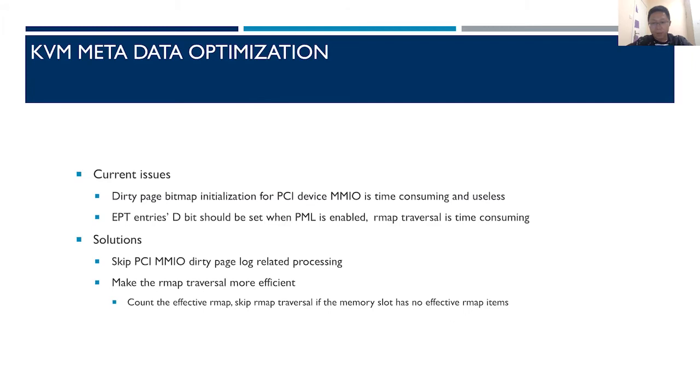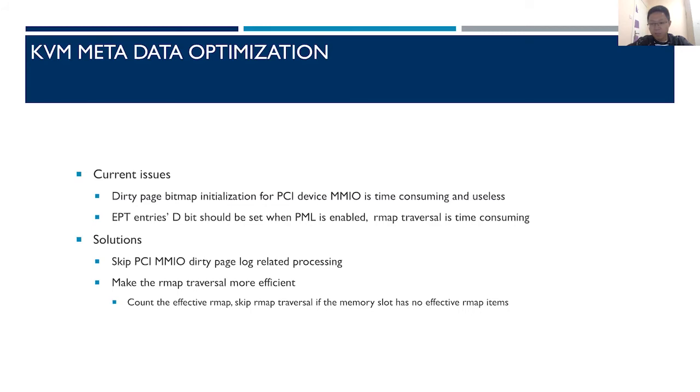For the QEMU kernel module, there are some time-consuming operations which can be optimized. Dirty page bitmap initialization is one of them. A virtual machine with pass-through GPU does not support live migration currently. So dirty page logging for a PCI BAR specifying an MMIO range is useless, which can be skipped.